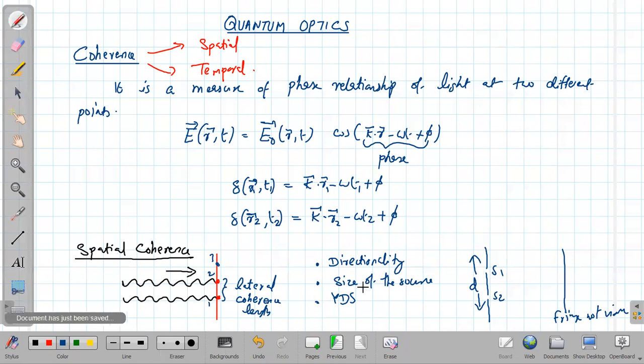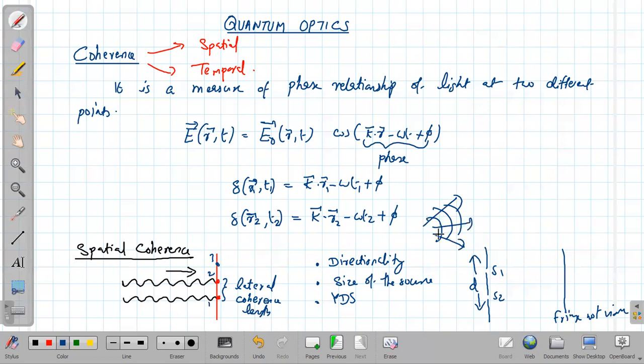Spatial coherence depends upon the size of the source, and the length of spatial coherence decides directionality. So if you want to direct the beam to one particular point, then up to that much distance it must be spatially coherent. Otherwise, it would diverge. So you may get this kind of light. The light would diverge if they're not coherent.